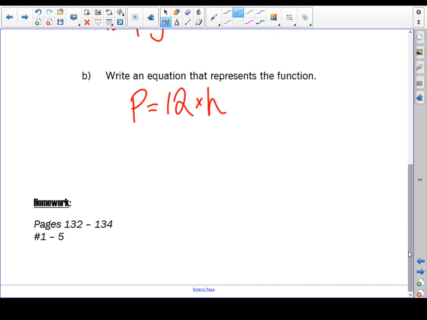So I want you to work on pages 132 to 134, numbers 1 to 5.